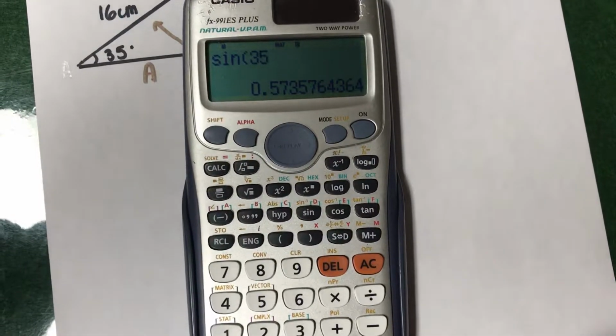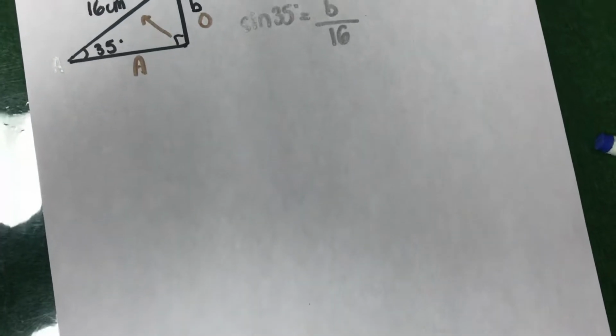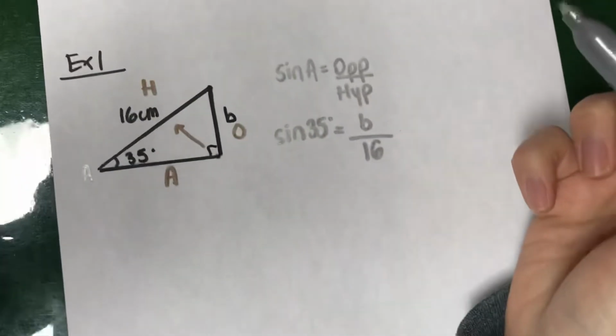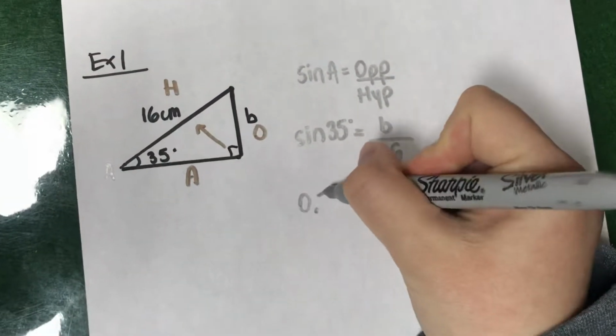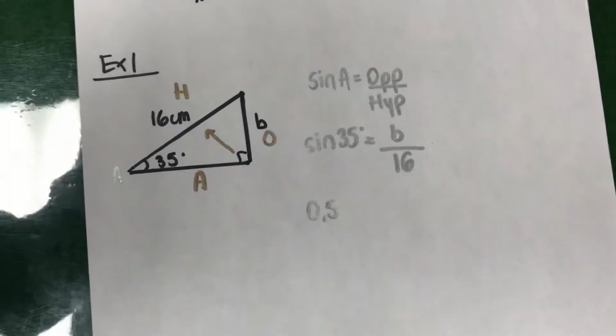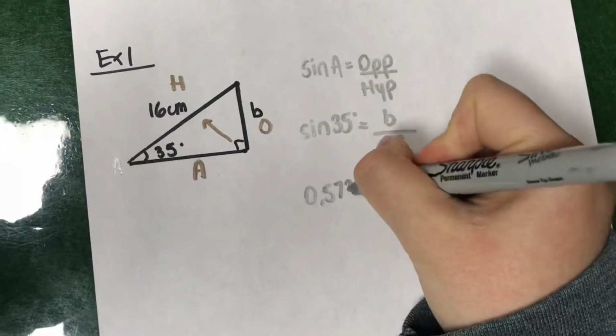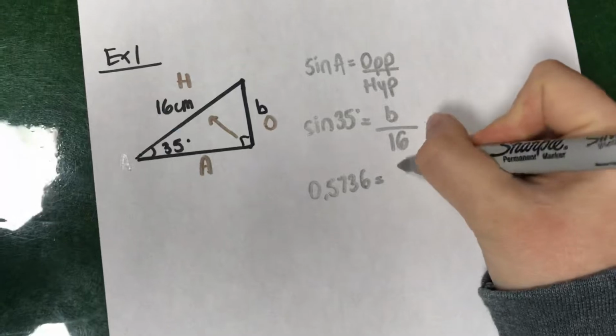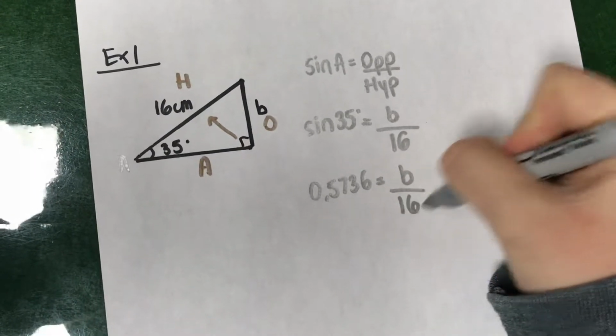So 0.5736. So that's what I'm going to write. Instead of sine 35, I'm going to write 0.5736. That gives me B over 16.